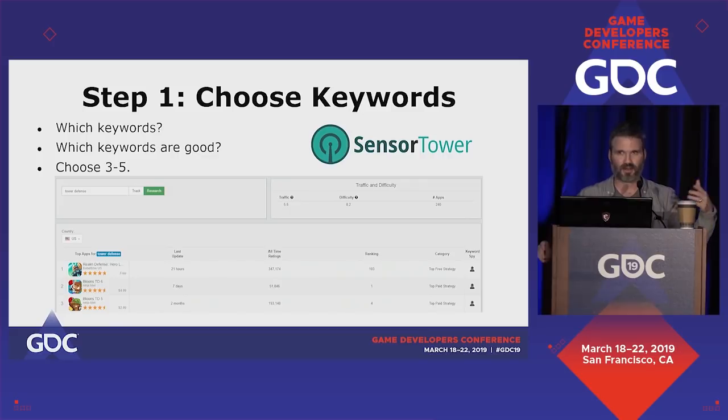So, talking about the steps of how to actually do this. The first one is choosing your keywords. This one's pretty basic. When you're trying to figure out which keywords to use, I typically use a combination of common sense and then also look at what my competitors are doing.